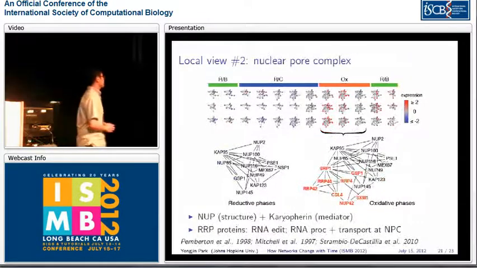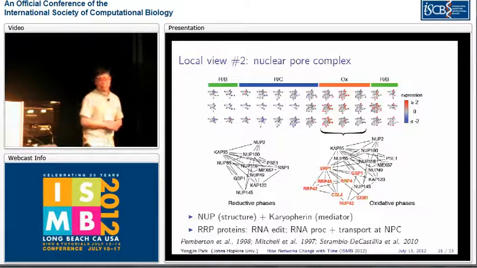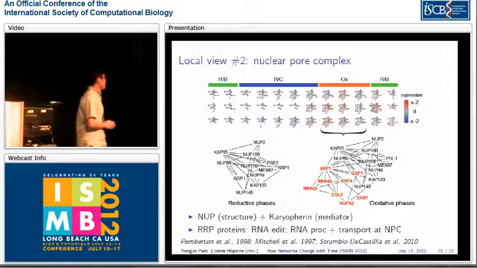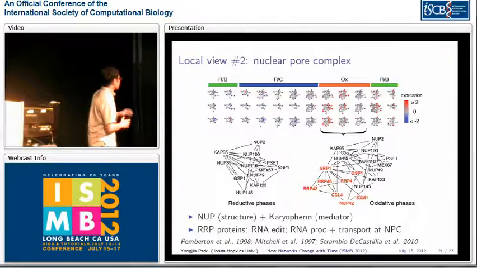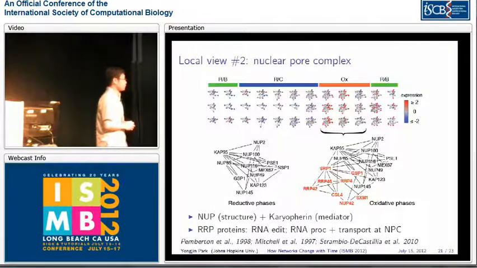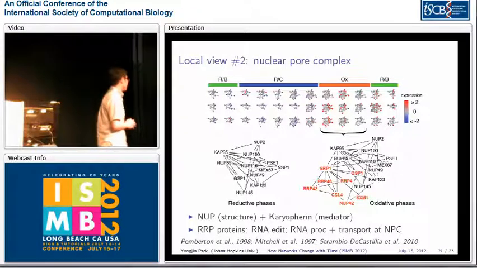And the second example was the nuclear pore complex. The nuclear pore complex was responsive to the OX phase. So during the oxidative phase, they're highly overexpressed. But the interesting part is that there is a consistent part across the snapshots. Those are nuclear pore proteins and karyopherin proteins. Nuclear pore proteins provide the structure of the nuclear pore complex, and karyopherins provide a mediator function.